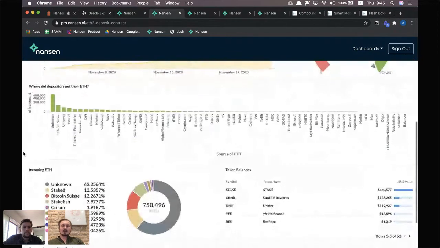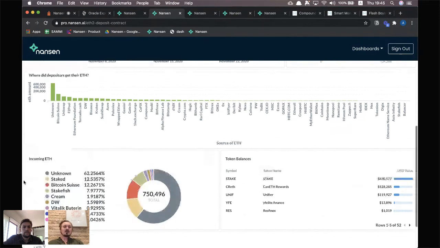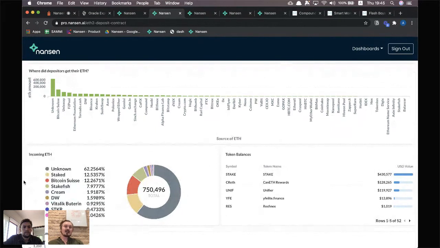But the cool thing about Nansen is that we don't only have the on-chain data, which gives you interesting analytics, but it's quite limited what you can do with it. So we also have this contextual layer on top of our blockchain data. So one question that you might ask is, first of all, maybe starting down here, who is actually depositing into that contract?